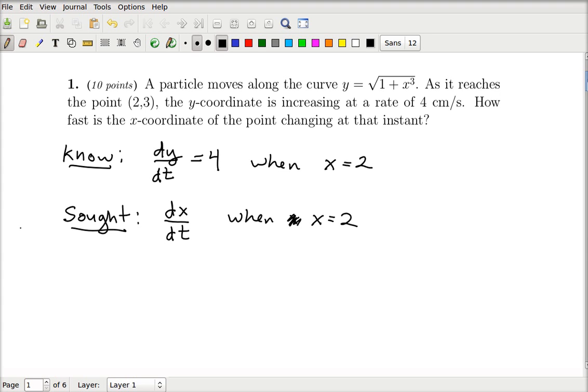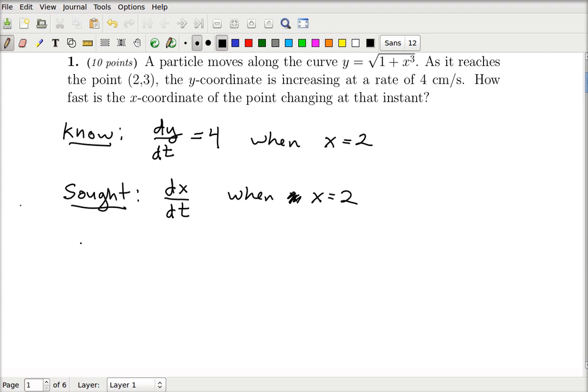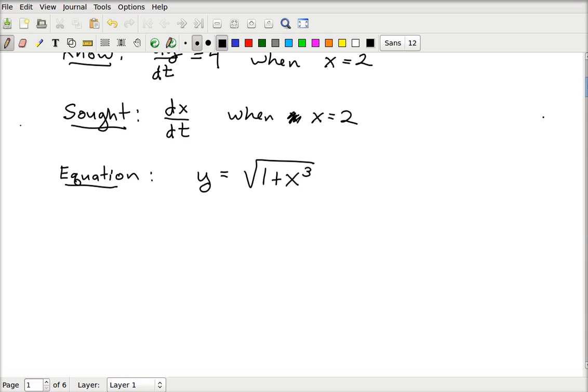Alright, so let's get down to the nitty-gritty. What comes next? The equation that relates everything. So what could that possibly be? It's just the equation that we're given here. This dumb curve that somebody just made up is y equals the square root of 1 plus x cubed. In this case we're just given the equation that relates the variables. Sometimes we have to think about what it should be, but this time they just tell us.